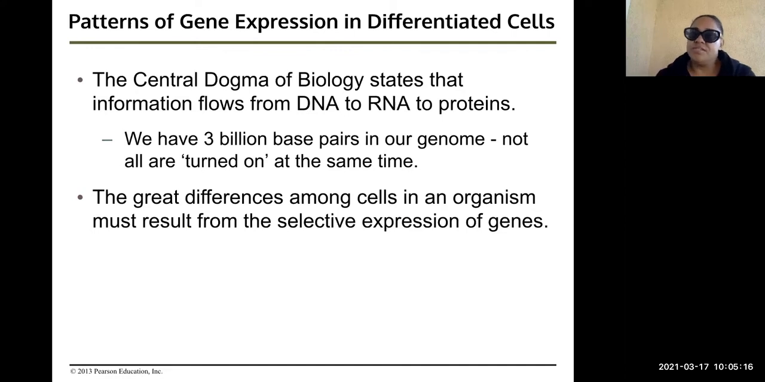Patterns of gene expression in differentiated cells. So the central dogma of biology states information flows from DNA to RNA to proteins. We talked about that last week during all the processes. We have 3 billion base pairs in our genome, and not all of them are turned on, quote unquote, at the same time. The great differences among cells in an organism must result from the selective expression of genes. So not all 3 billion base pairs are on at the same time. That would be chaos.